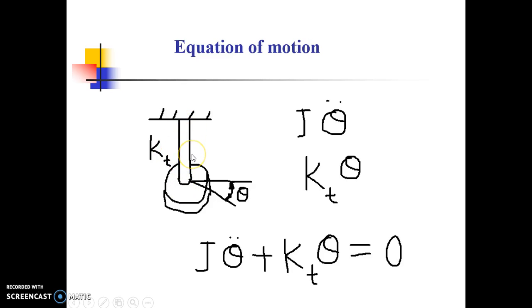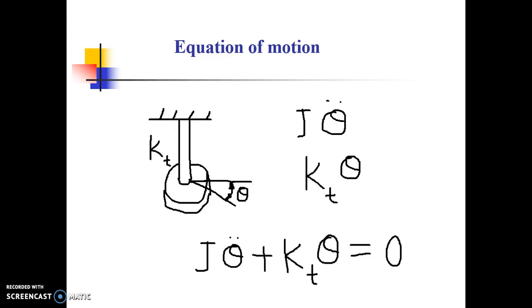It will have a restoring force generated by its torsional stiffness, denoted as KT, and whenever the disc undergoes a torsional twist, it is indicated by the twisting angle theta. Here J is the mass moment of inertia of the disc. We can write the inertia force in the form J theta double dot, and the restoring spring force as KT theta.